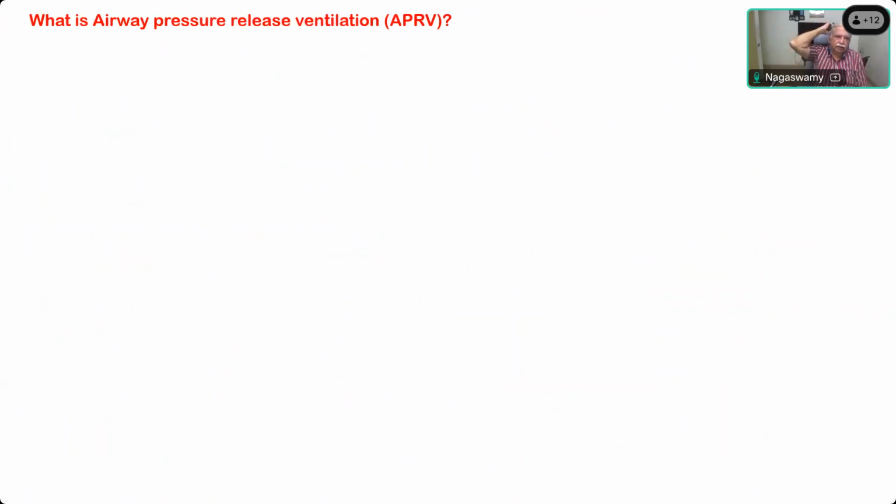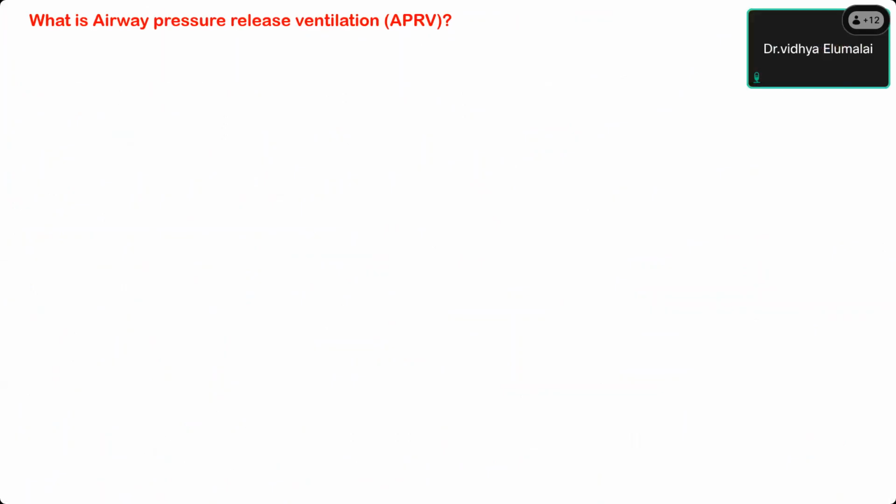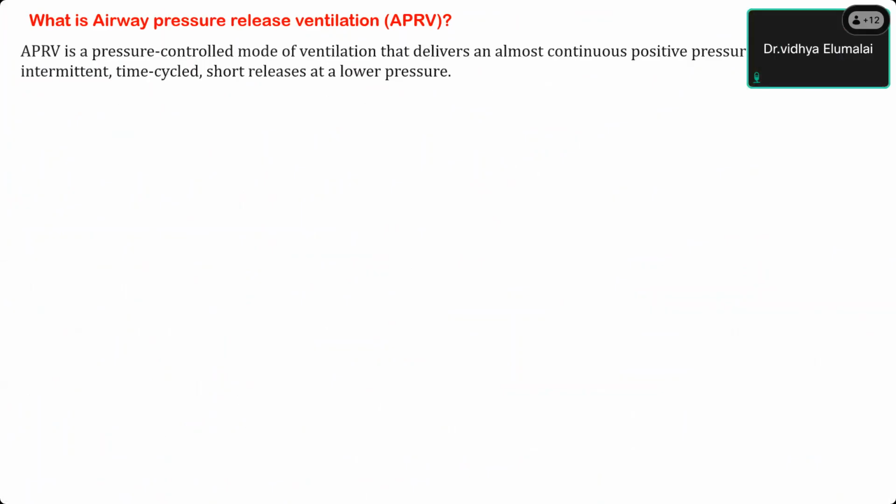What is airway pressure release ventilation? It is a new technique for ARDS, a newer mode of ventilation. It is used in ARDS, but what is airway pressure release? How do we define that? What exactly happens in it? During expiration, the pressure is released. Okay. It is a pressure control mode of ventilation with high pressure and low pressure.